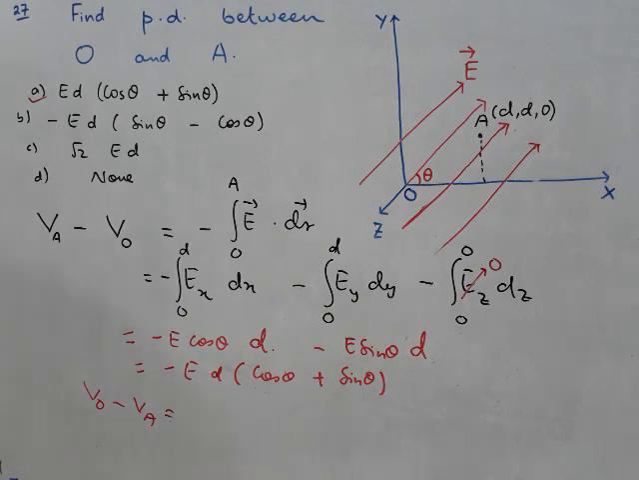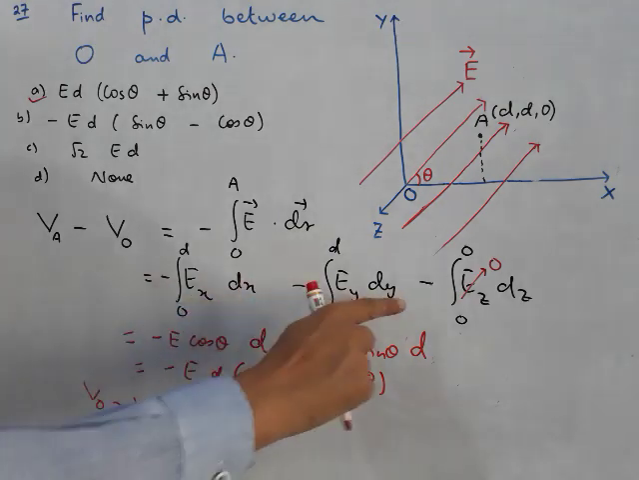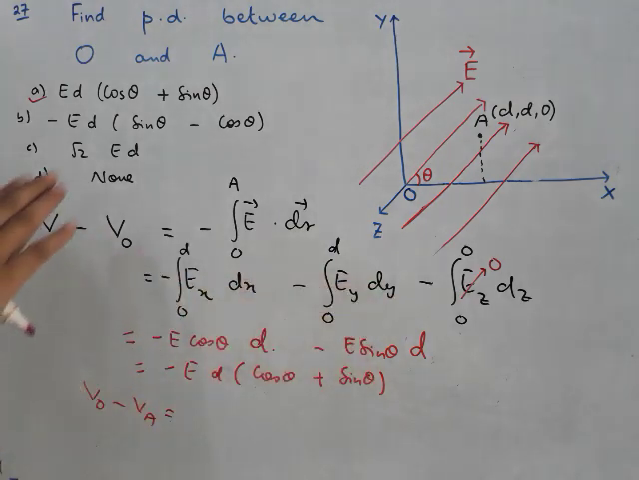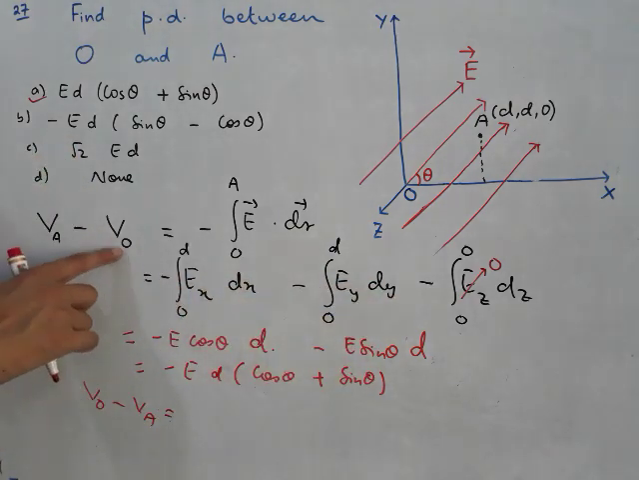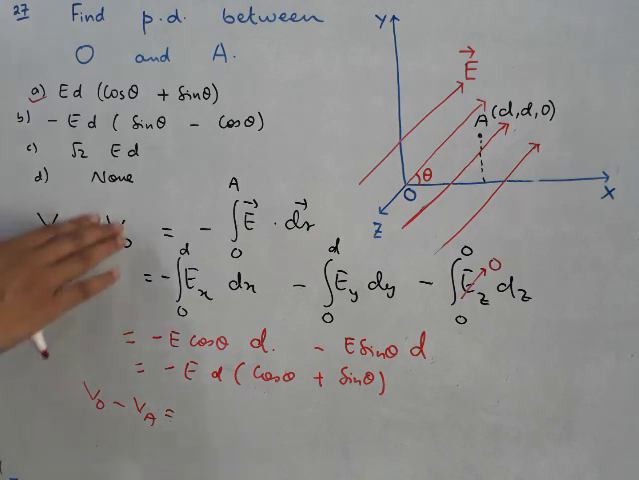Probably I have discussed this question earlier also, but I wanted to discuss it again. This method is very, very important, students. Clear? It was not clear whether you have to find VA minus VO or VO minus VA. If it is given, then there is no problem. Let's see the next question.